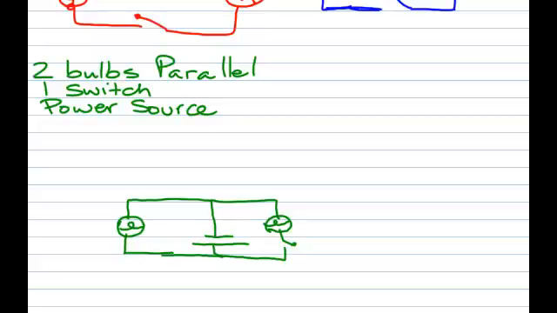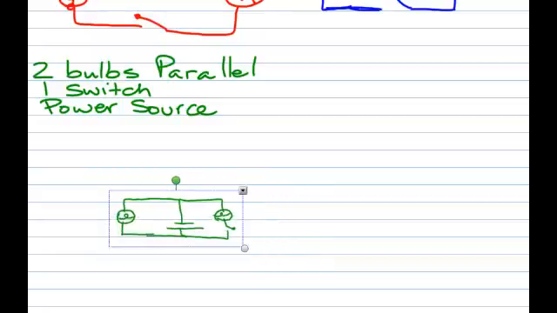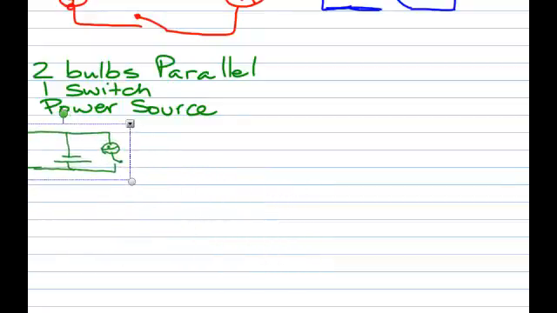Now, what if I said, well, let's build the same circuit here, but this time I want the circuit to be controlled. One switch controls both bulbs. Okay, who could draw that? Kaylee, come on.